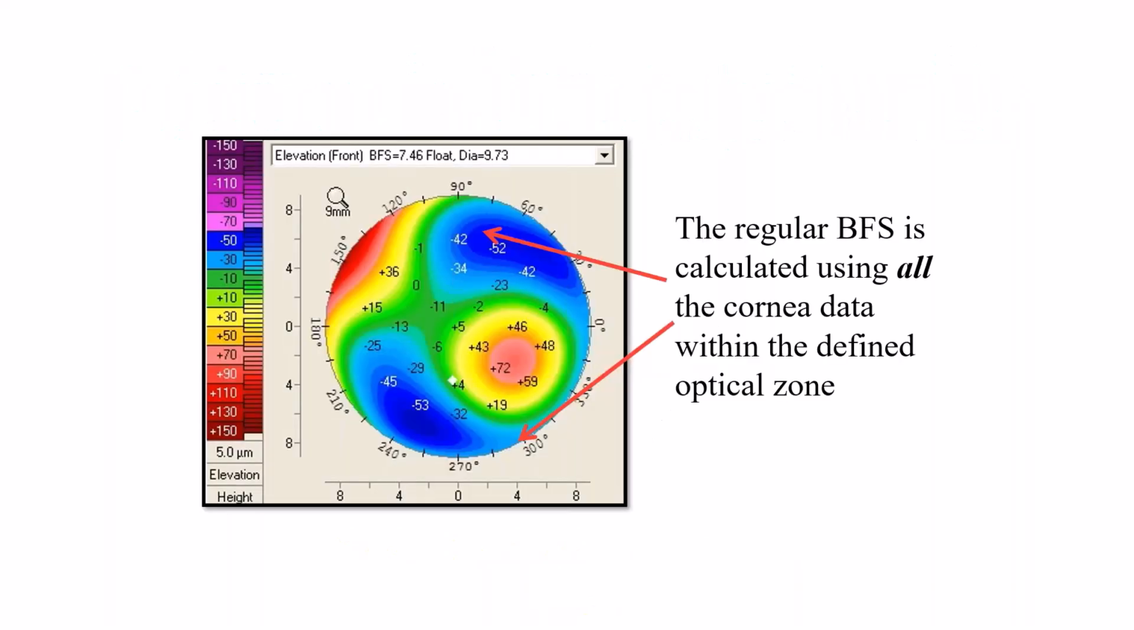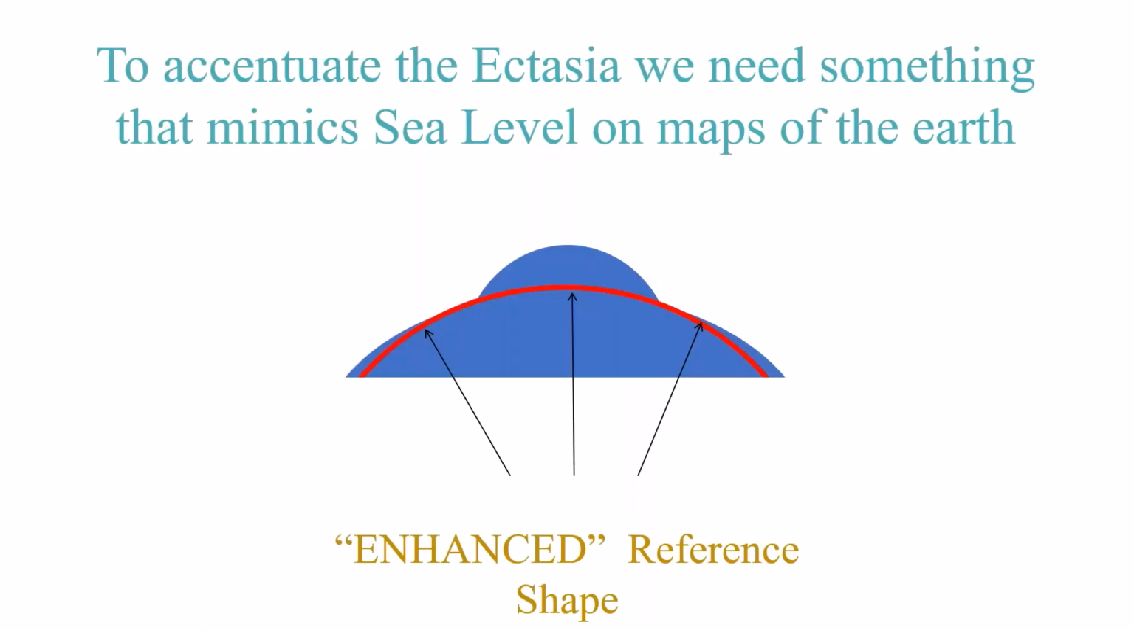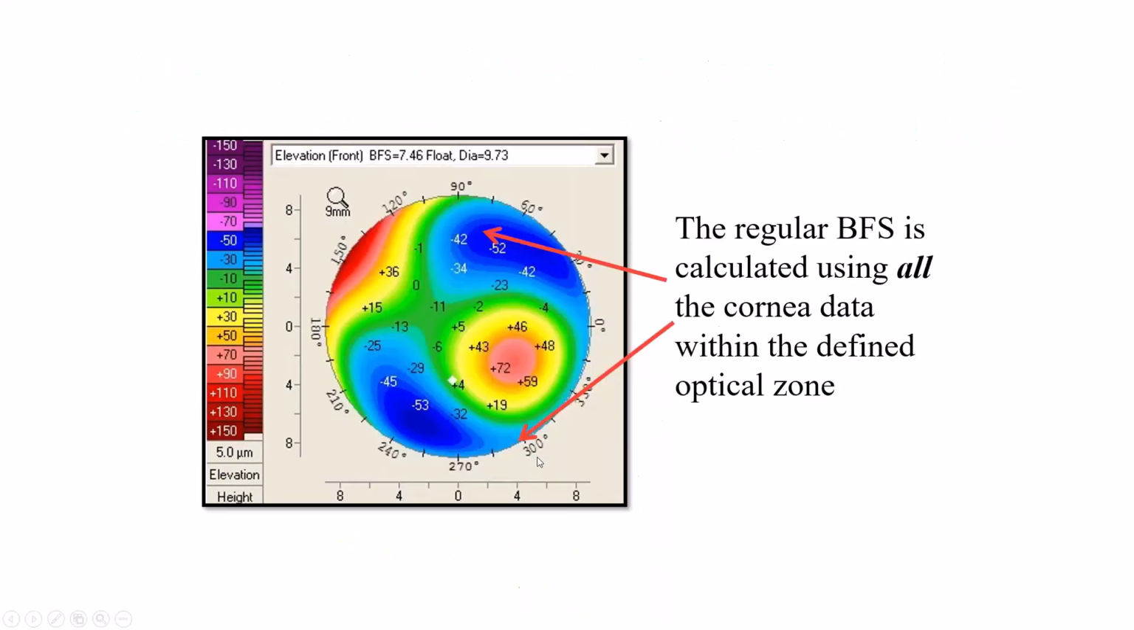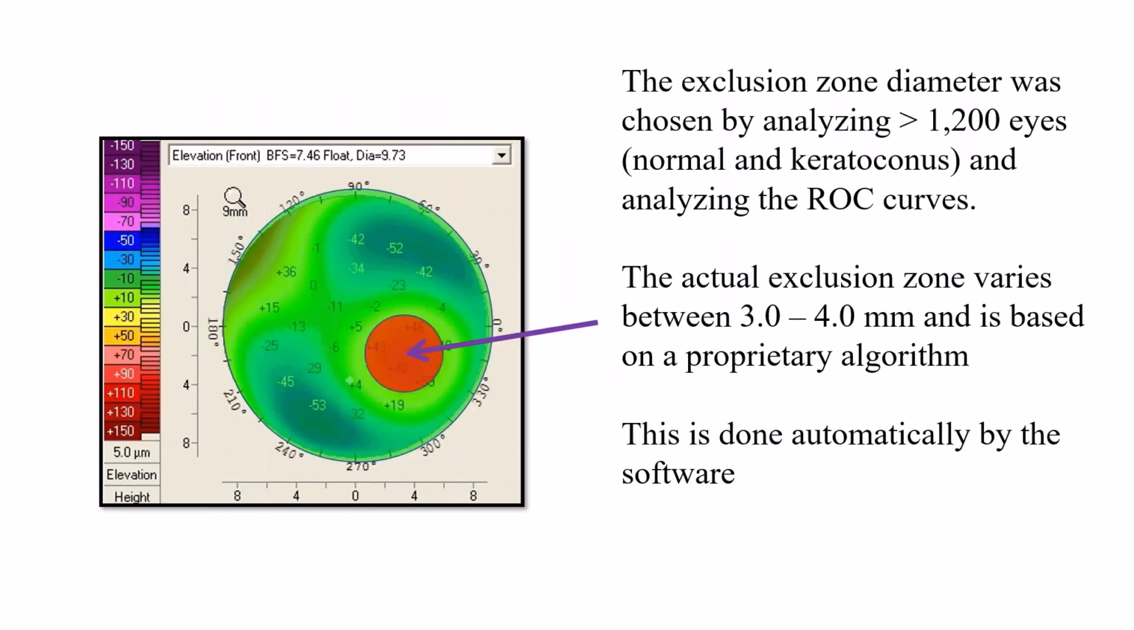So the regular best fit sphere is calculated using all the data within the defined optical zone. And as I already said, that defined optical zone is an 8 millimeter optical zone. The enhanced reference surface uses only data outside of the cone. Basically, what we talked about here, we're looking for a shape that follows the normal periphery, but is not influenced by the ectatic region. So again, the enhanced reference surface uses only the data outside the cone.